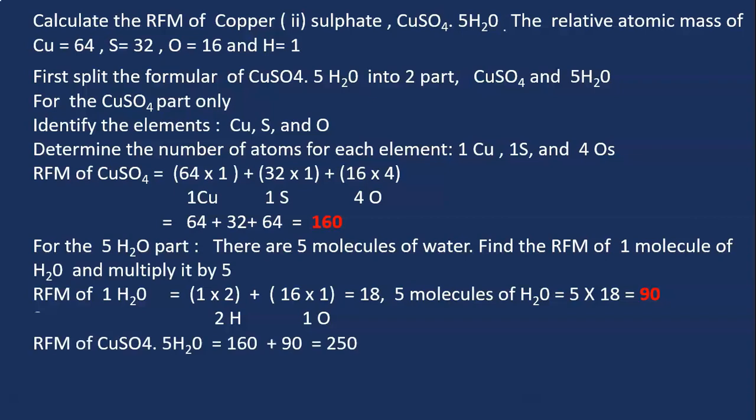Now let's bring it all together. The RFM of the copper sulphate crystals with 5 molecules of water is 160 plus the 90, which is equal to 250.